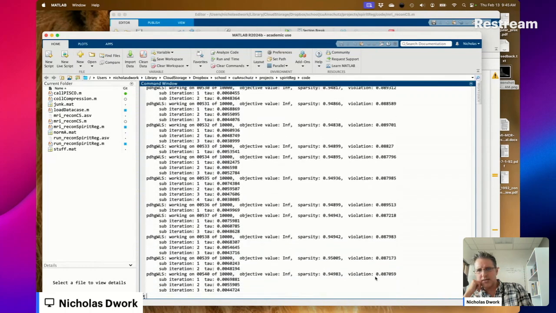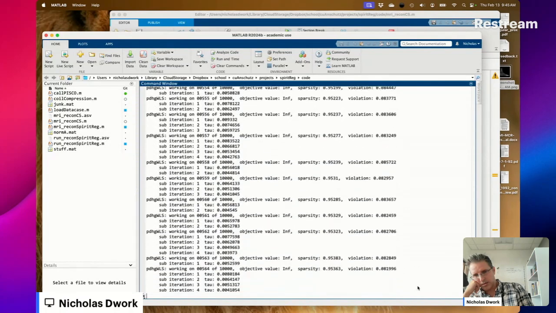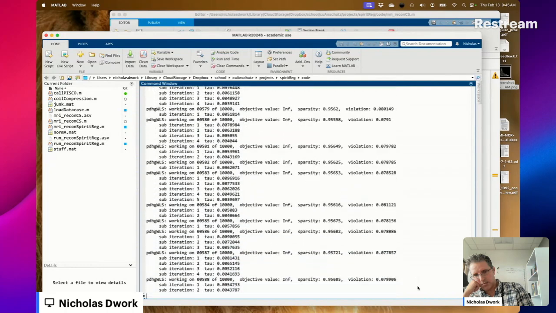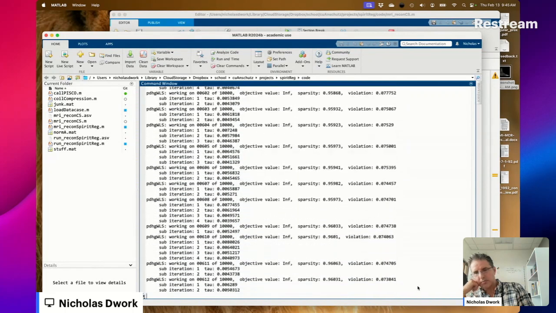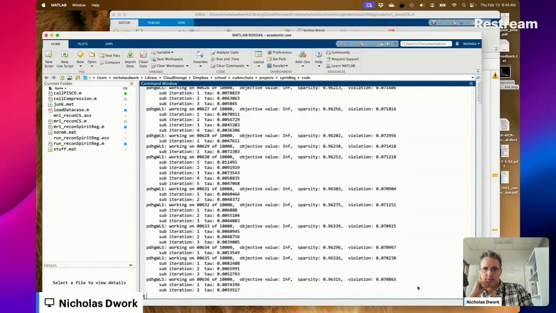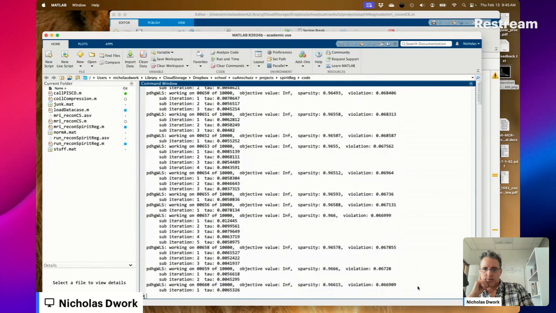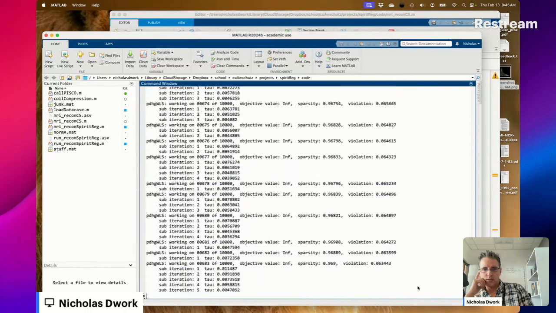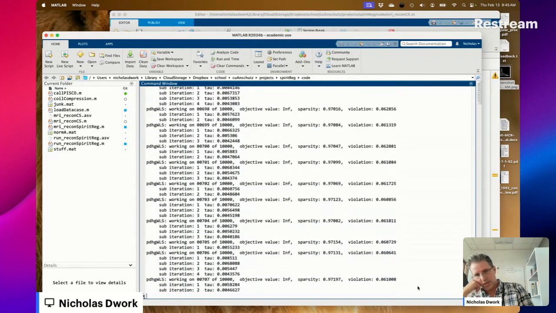Okay, the constraint's now down to below 0.1. That's a good step. Things aren't changing much anymore. They're certainly not changing quickly. So this was clearly a good idea, plotting these metrics.